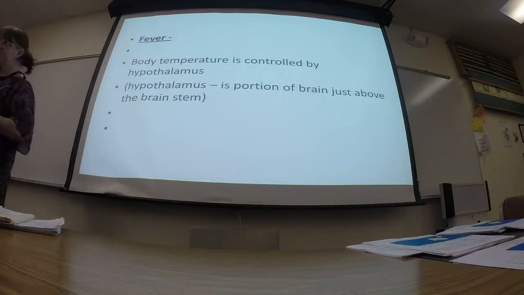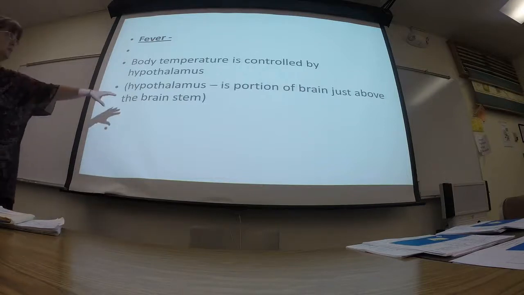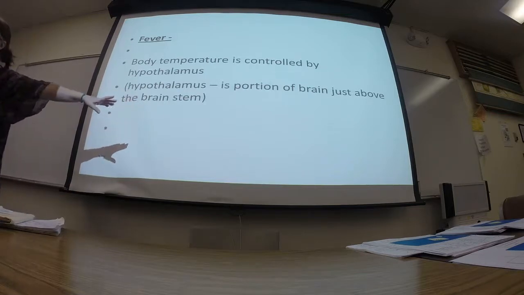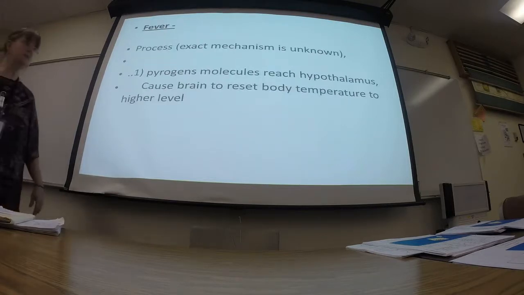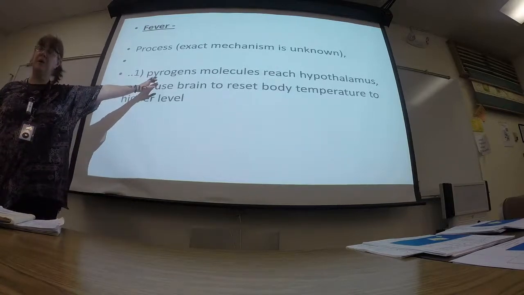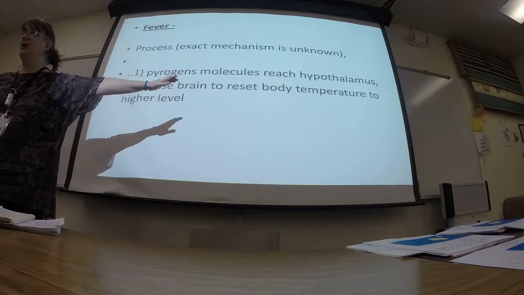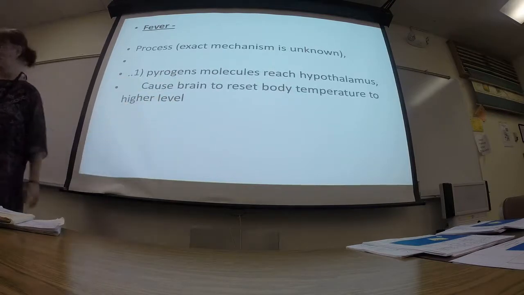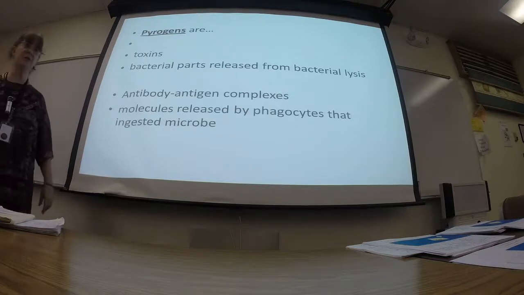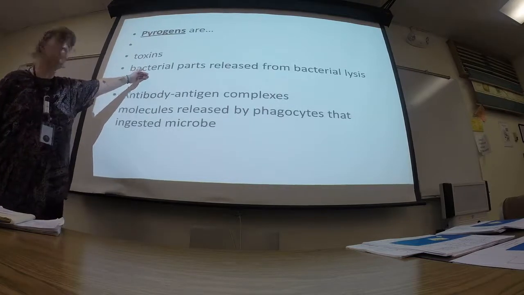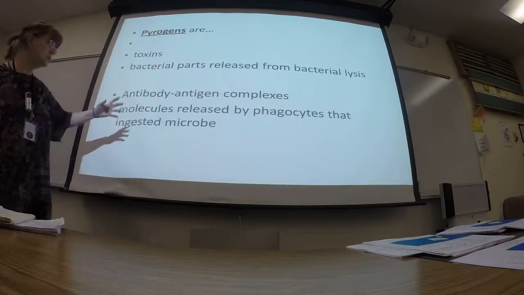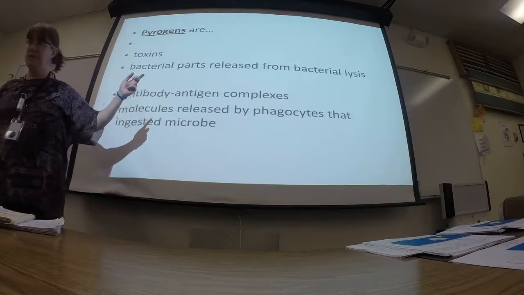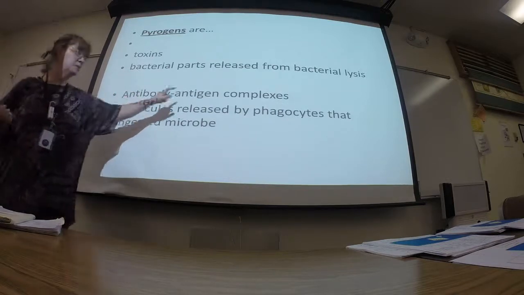Fever, there's the primitive part of your brain, the hypothalamus. Guess what reaches the hypothalamus? They call these PAMPs pyrogens, because pyro means fire and it makes you hot. They reach the hypothalamus, and here's what I'm going to talk about right here. Does this sound familiar? Toxins, bacterial parts, those are just the same as PAMPs. A little bit different, also can trigger fever, is a pyrogen, antibody-antigen complex.